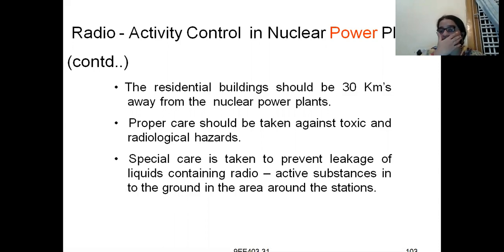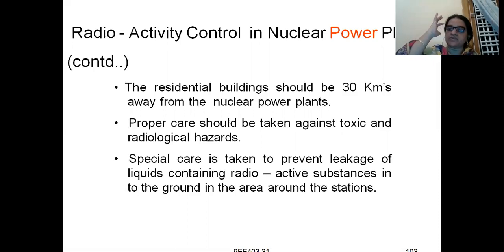Whatever we are studying is all about nuclear power plants, and lots of radiations are released when fission and fusion reactions are taking place inside the nuclear vessel. So residential buildings should be far, and people should be very far away from these nuclear power plants. We should make sure that all the power plants are shielded properly, and at least maintain a distance of 30 kilometers away from the nuclear power plants.